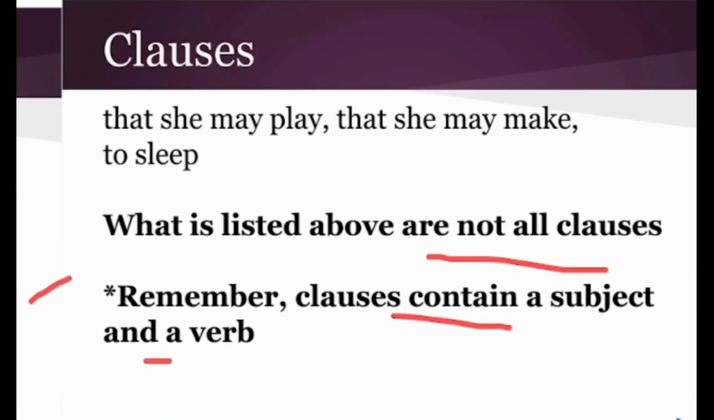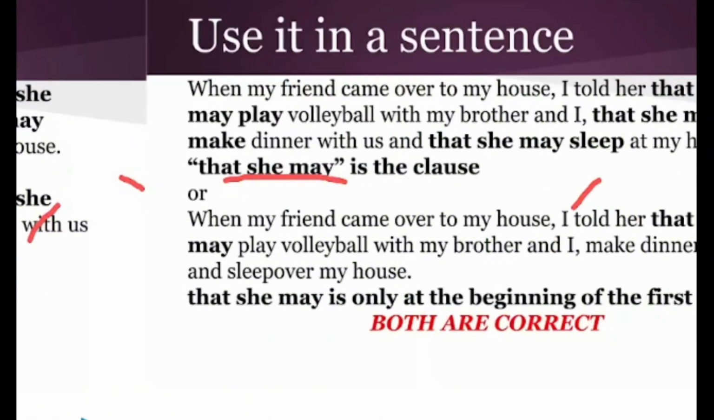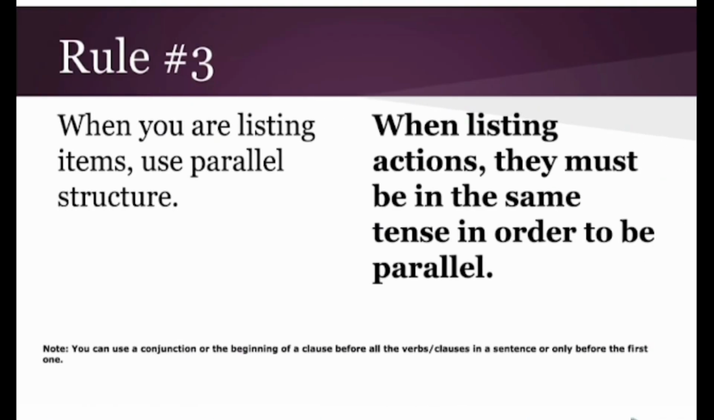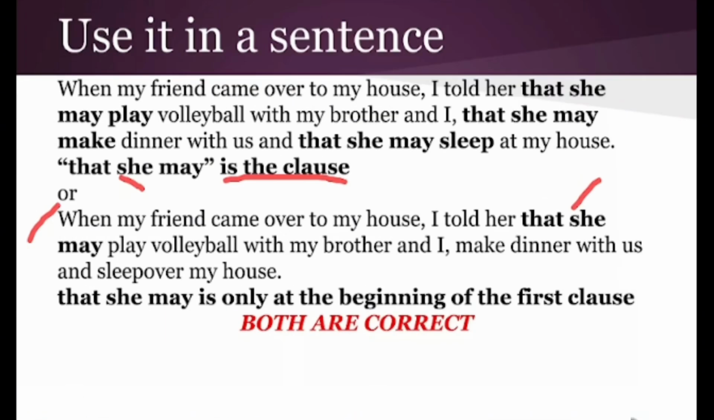The third rule was key. Let's see. When you are listing items, use parallel structure. So when listing action, they must be in the same tense. Okay, that is the main thing. Ekta present lekhlam, ekta past lekhlam. In the previous example, ing ba past er modhe lekhchilam amra, pore abar hiking e change korchi. Jemon ekhane.